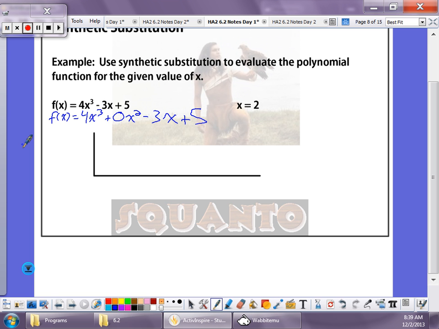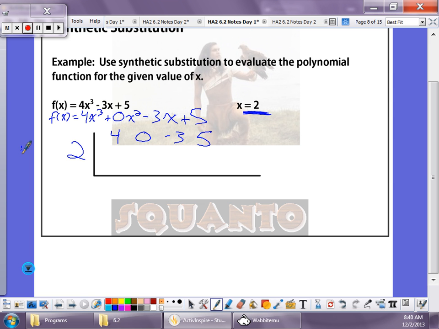Right? Then you want to take whatever you're plugging in, whatever you're solving for, and put it on the outside right here. So we have our 2. Once we have our 2 there, we then just want to write our coefficients. Remember, our coefficients are just the constant in front of our variables, in standard form right here. So we have 4, 0, negative 3, and 5. And then from here, it's simply a process that I'm going to go over with you.